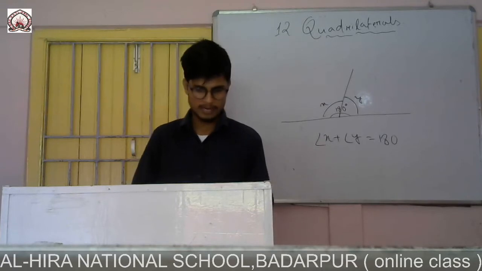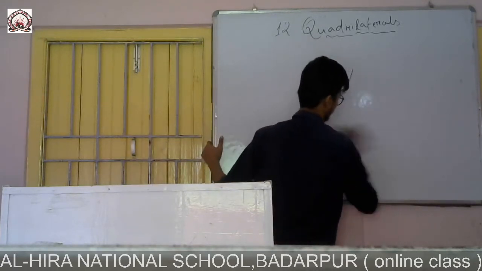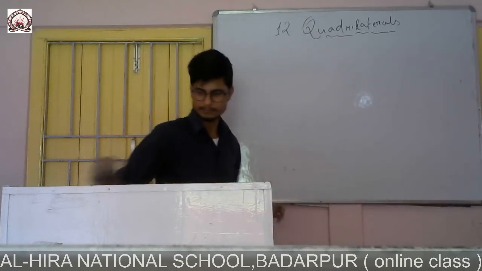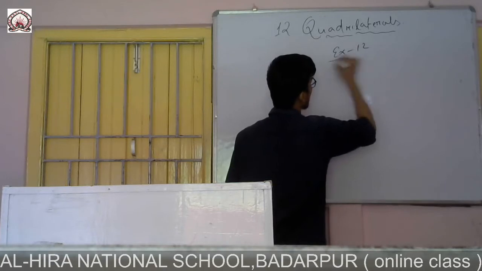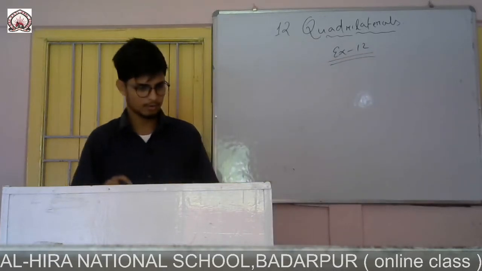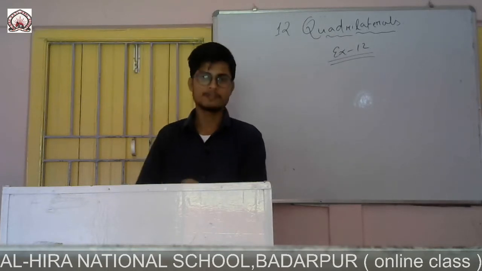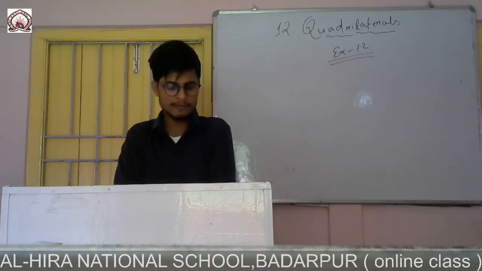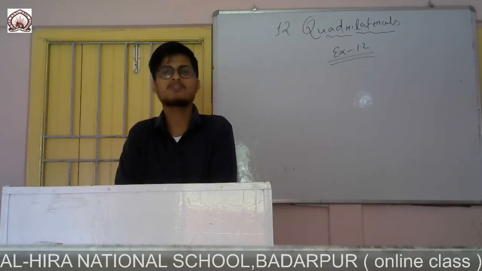Okay, so now let's begin exercise 12. Only one exercise is there in this chapter, so let's begin. The first question is: three angles of a quadrilateral are 65 degrees, 55 degrees and 130 degrees. You have to find the fourth angle.